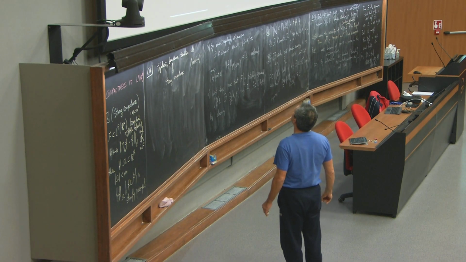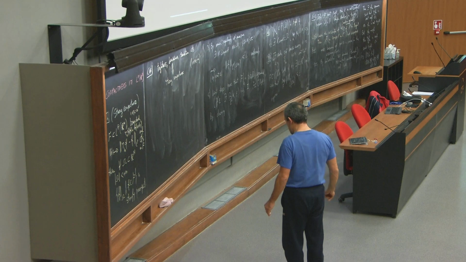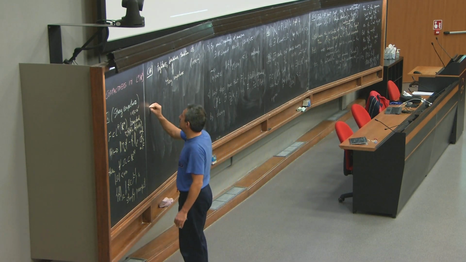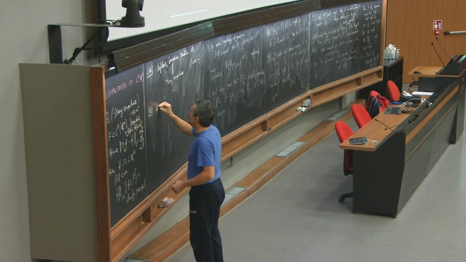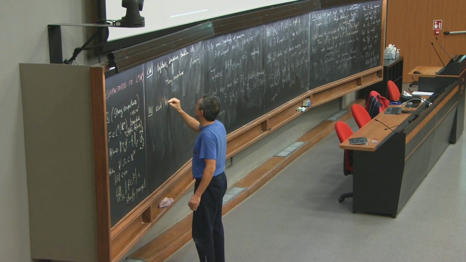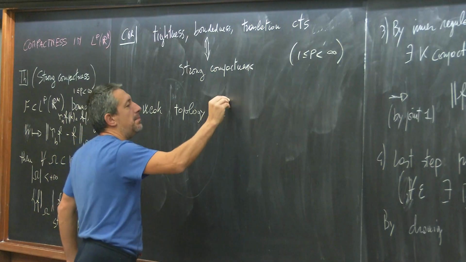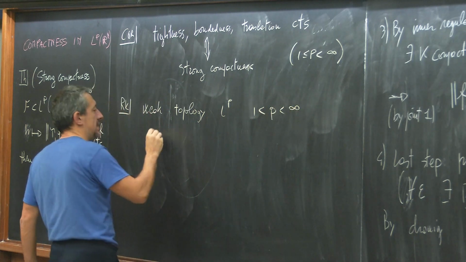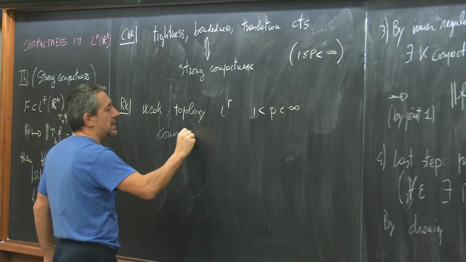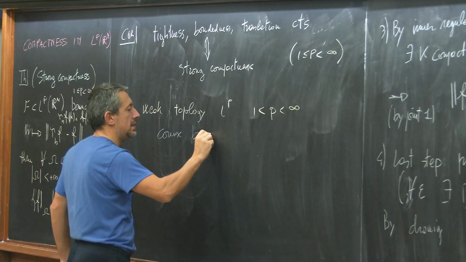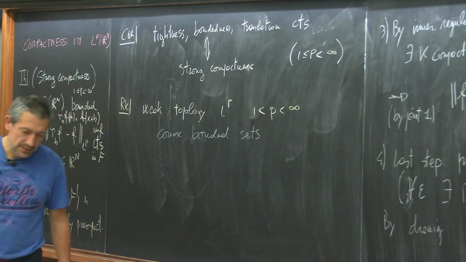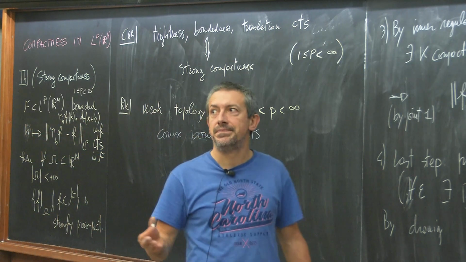I think in the LP weak topology, all bounded sets are relatively compact. The weak topology, no? Yes, in the weak topology, because weak and weak star topologies coincide. Yes, the weak topology in LP with one infinity. Okay, then it is a convex bounded set. Those are the compact sets. But okay.